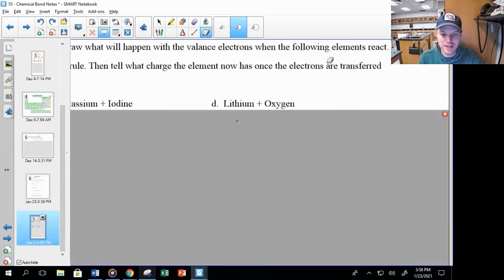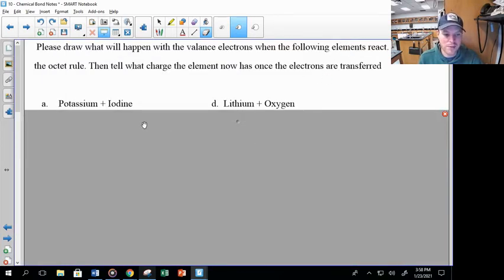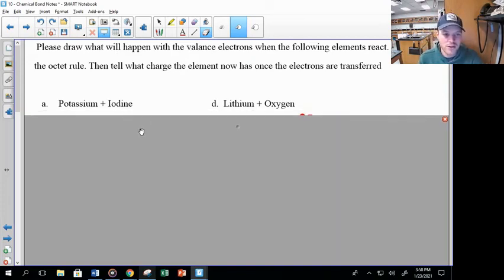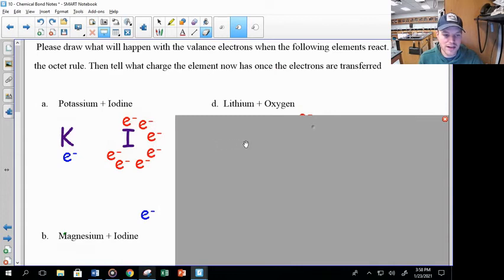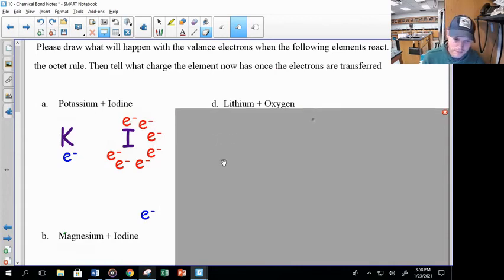I want to take a look at a couple of problems on the back before I let you go. This is on the back of your chemical bonds worksheet number 1. Draw what will happen with the valence electrons for the following elements. Let's look at the potassium and iodine one. Potassium, element 19, is an alkali metal. It has 1 valence electron. Iodine, element 53, has 7 valence electrons.